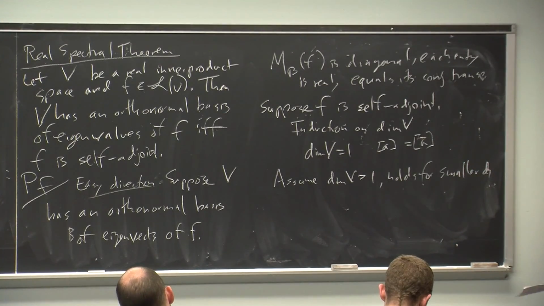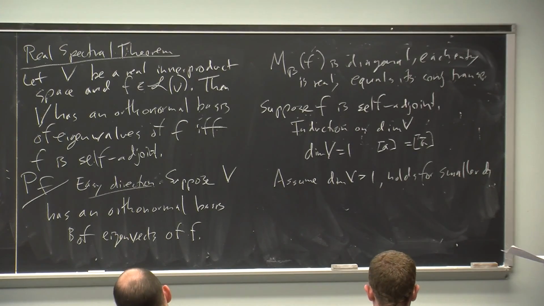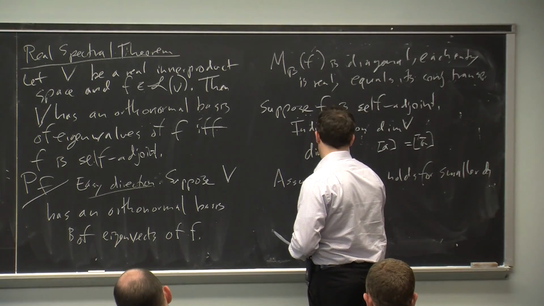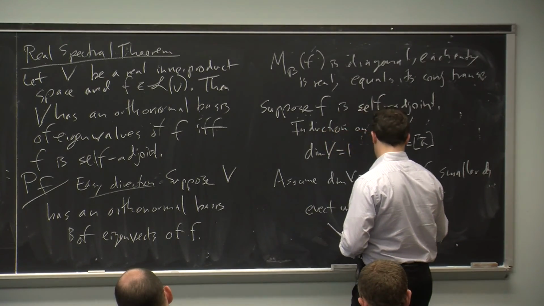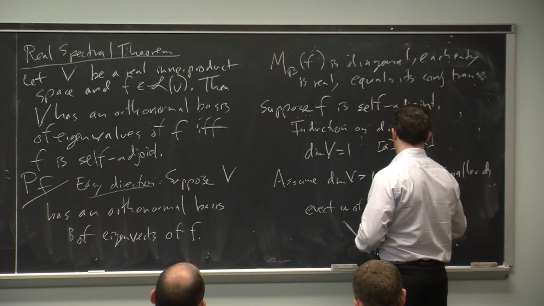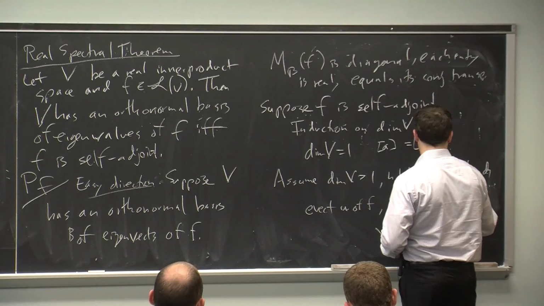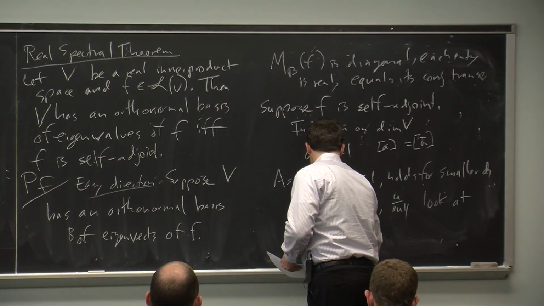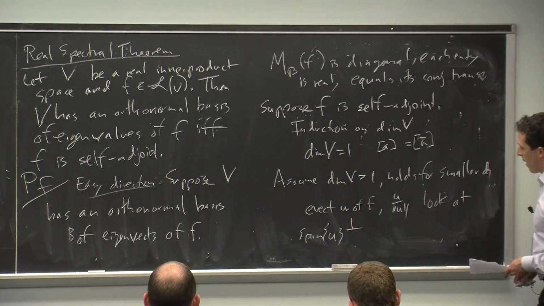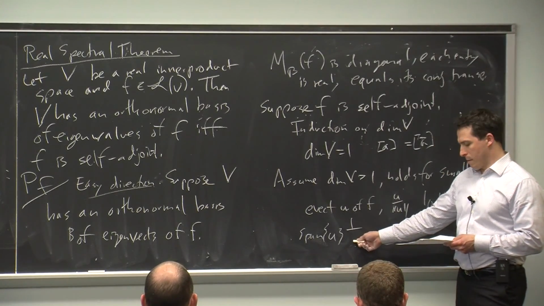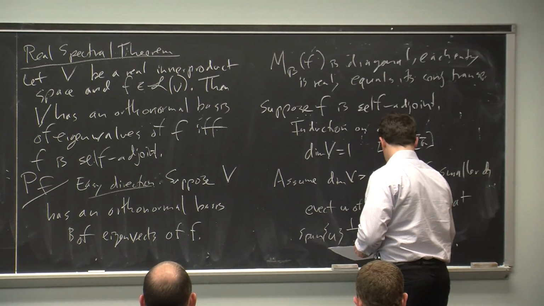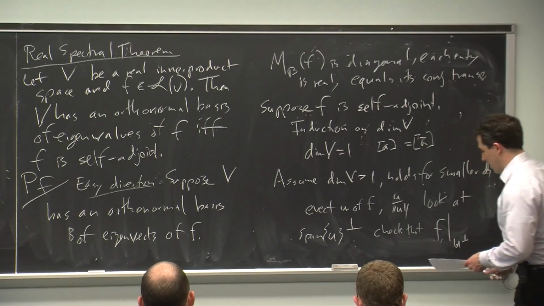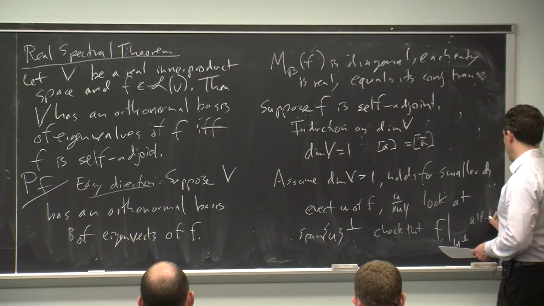And the idea is that we want to take an eigenvector of F, guaranteed by the second lemma, normalize it so it has norm 1. So I want to take an eigenvector u of F, divide it by its norm to make it norm 1, and then look at its orthogonal complement. The orthogonal complement of the span of that eigenvector is going to be our lower dimensional space, and we can apply our induction hypothesis, but what we need to do is check that F restricted to it is still self-adjoint, and that this space is invariant.